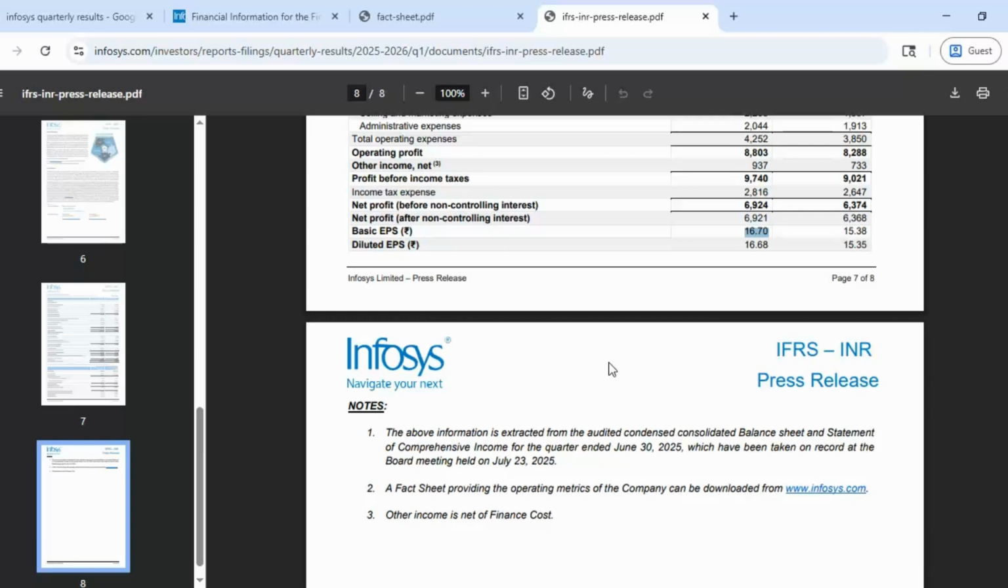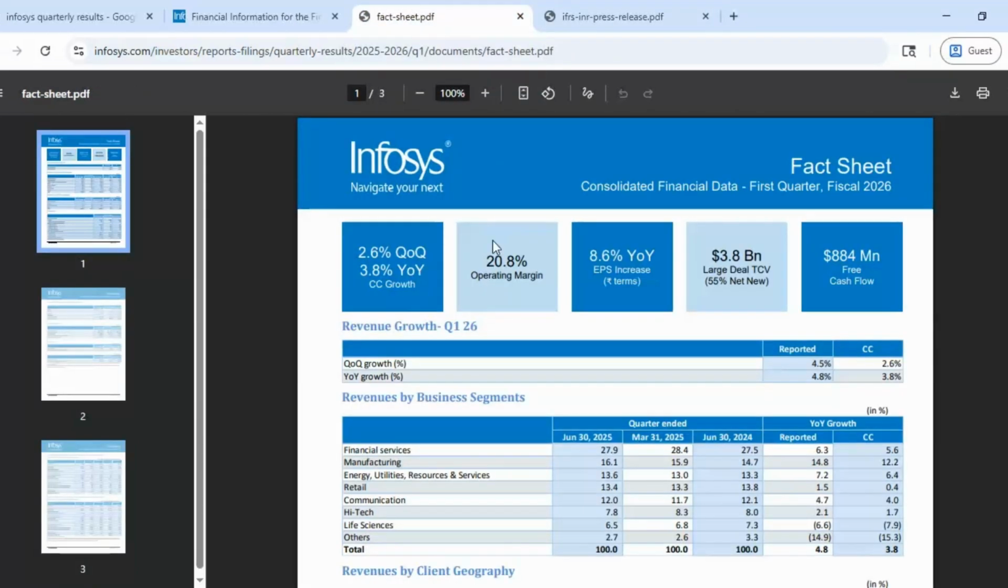So if I summarize this Infosys first quarter report, it is a stable company with strong profits and future deals, but growth is slowing down, which means job security is there, but you cannot expect aggressive hikes or aggressive hiring. There is one more thing I told you I will be explaining, that is the fact sheet.